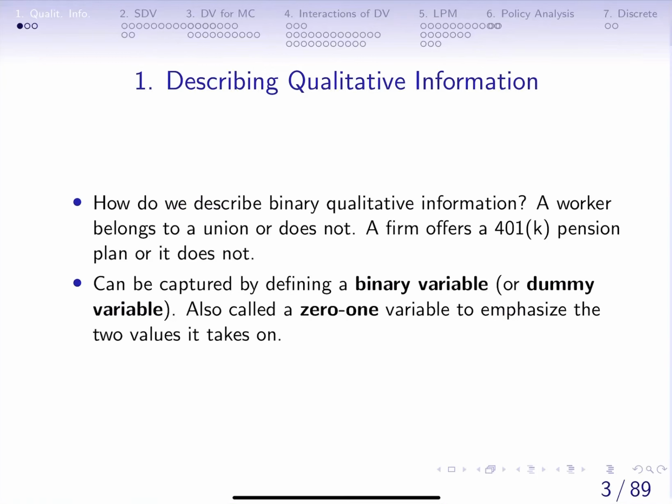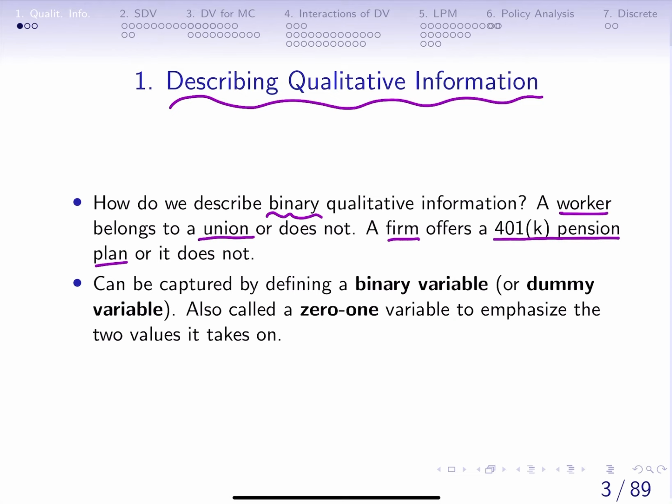In this video, we'll talk about how we describe qualitative information. Qualitative factors often come in the form of binary information. So when we think about binary qualitative information, we can think about whether a worker belongs to a union or not, whether a firm offers a 401k pension plan or not.